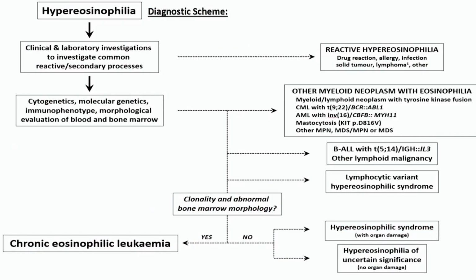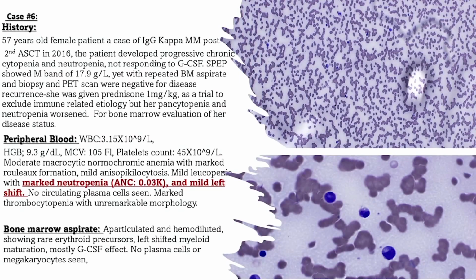I added here a diagnostic scheme for all of you to be used in all hospitals, on how to reach a diagnosis of eosinophilia, differentiating eosinophilia due to reactive, myeloid causes, and at the end, the clonality and abnormal bone marrow morphology. If it is present, it is chronic eosinophilic leukemia; if it is not present, then if there is organ damage, it will be hypereosinophilic syndrome. Without organ damage, it will be hypereosinophilia of uncertain significance.